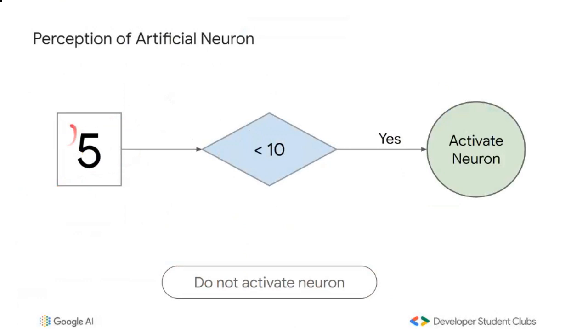So let's take another example. Suppose we have the number 5 as an input. If it is less than 10, we will activate the neuron. I see many of you just copy and paste the answer.